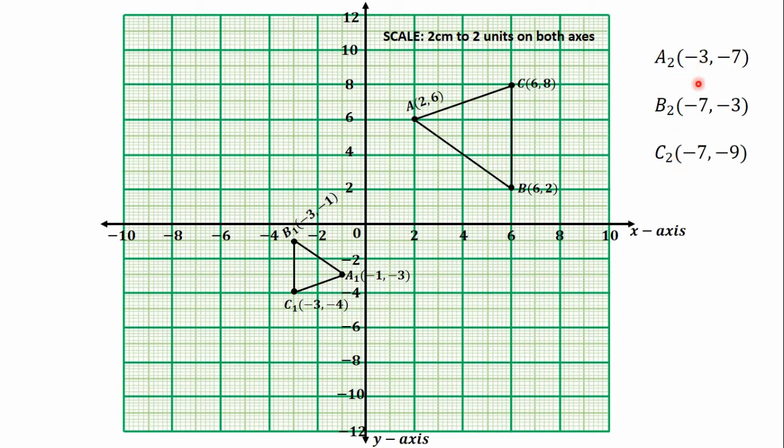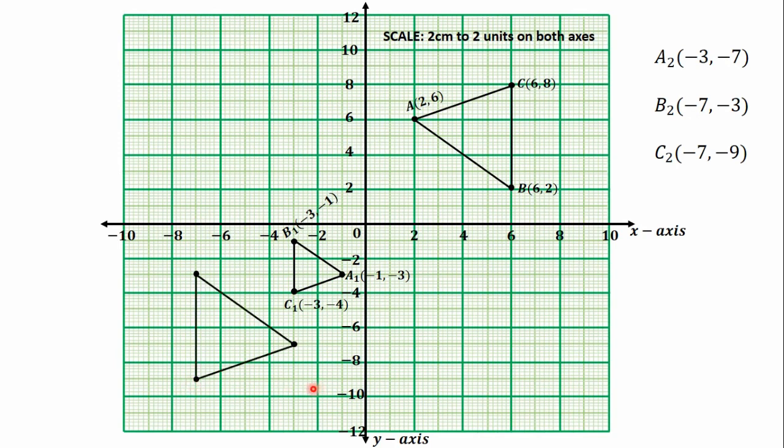A2 has the coordinates (-3, -7). So -3 on the x-axis and -7 on the y-axis. That will be here. B2 has the coordinates (-7, -3). So -7 on the x-axis, -3 on the y-axis, and that will be here. And C2 has the coordinates (-7, -9). So -7 on the x-axis and -9, that will be here.